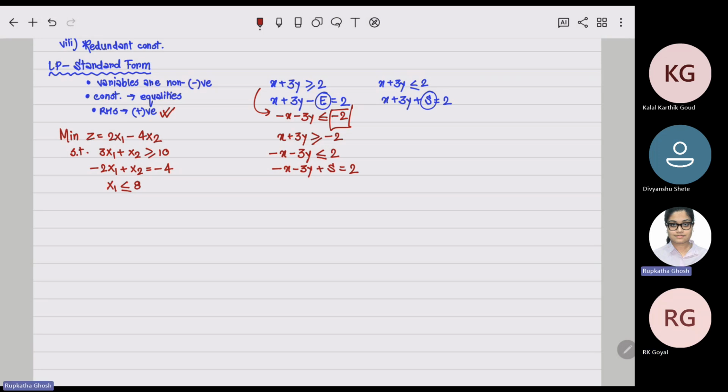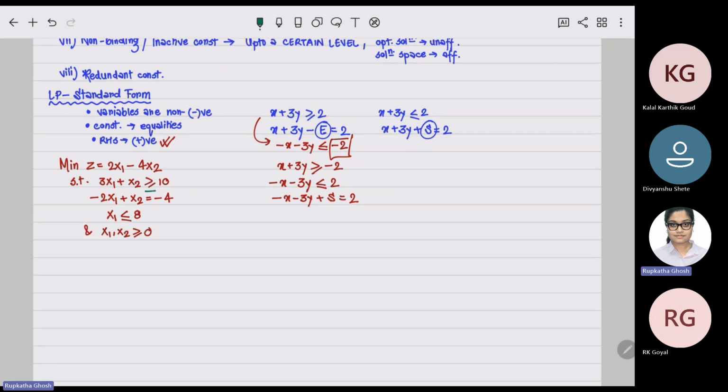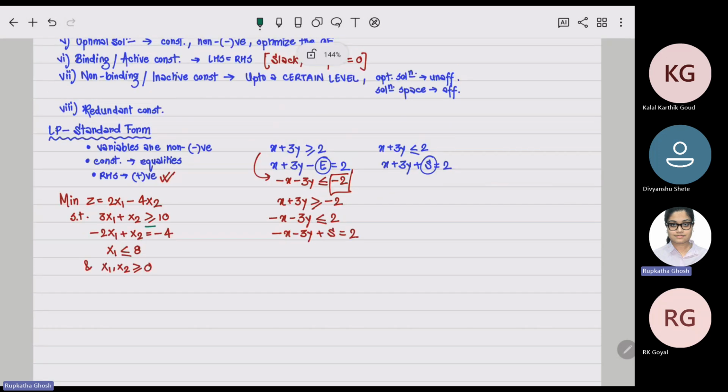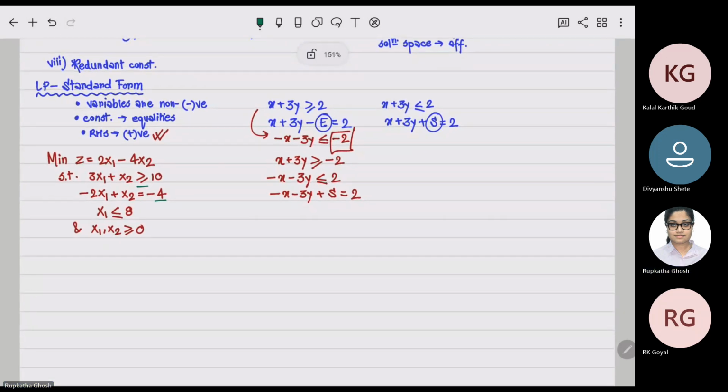And x1, x2 is greater than or equal to 0. Now, non-standard form indicates you have a greater than or equal to sign here. Then a constraint with the right hand side value as negative, and a greater than or equal to or less than or equal to sign, you can say. And decision variables may be non-positive or may be unrestricted in sign. So luckily here, you have all the decision variables as positive. So how do we convert this?